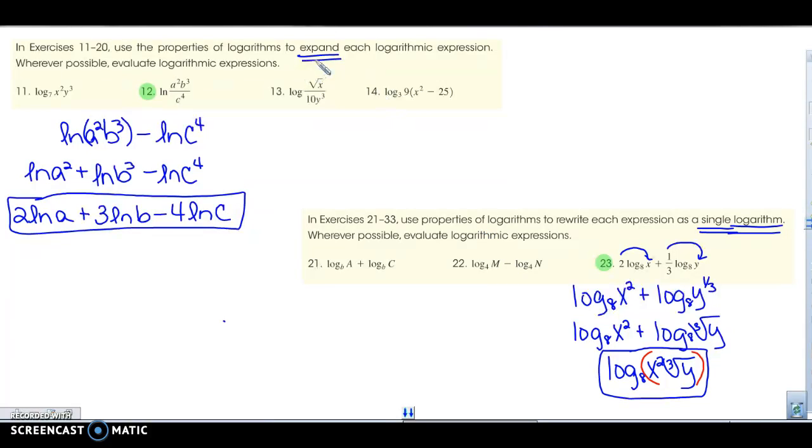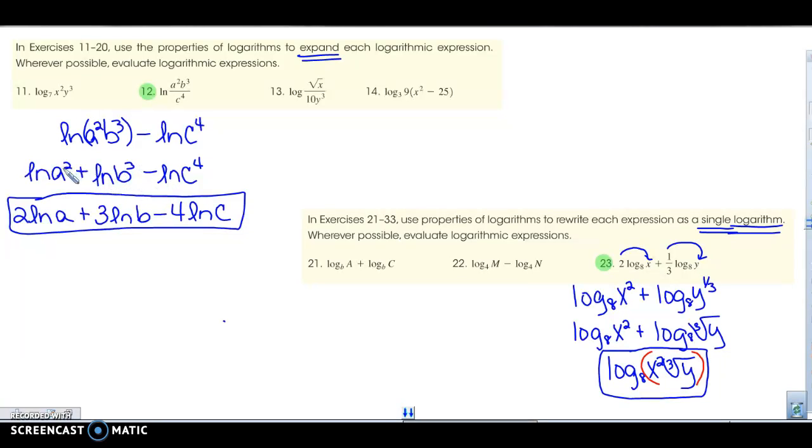All right, here's another example where we're being asked to expand the single logarithm. So notice here all three properties can be used because you have a product in the numerator, you have a quotient, and you have powers. So we're going to first use the quotient rule and separate it as a subtraction. So we have natural log of the numerator minus natural log of the denominator. Then breaking up this product into a sum, we have natural log of a squared plus natural log of b to the third.